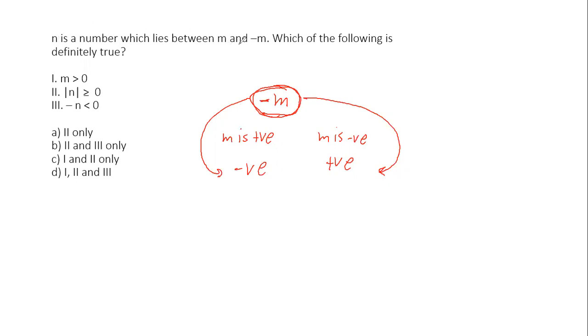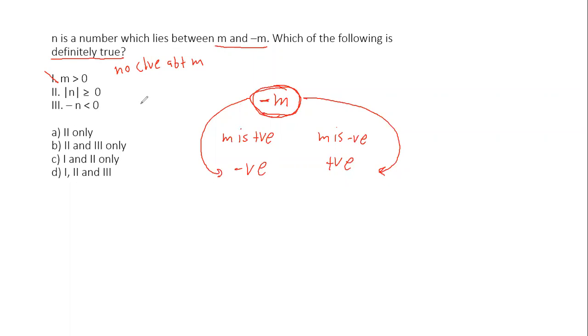Now in this question, they said that n is a number which lies between m and minus m. Which of the following is definitely true? Now they are asking me, is m greater than 0? They do not give me any clue about m. So if they do not give me any clue, how can I say that m is greater than 0? So this is not true.